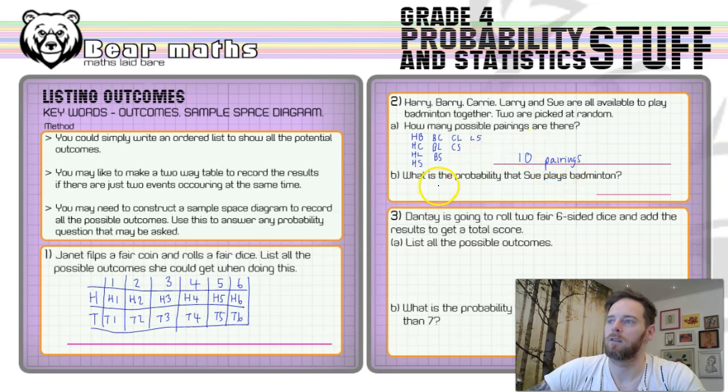It's nice and systematic. You do it in order. Okay, think about it logically. What's the probability that Sue plays badminton?